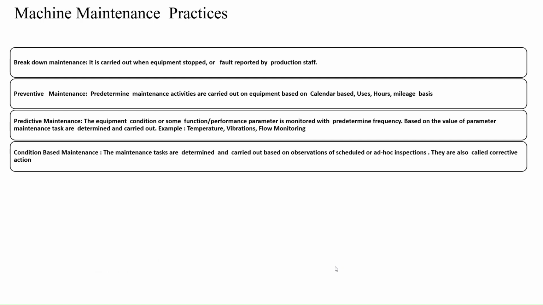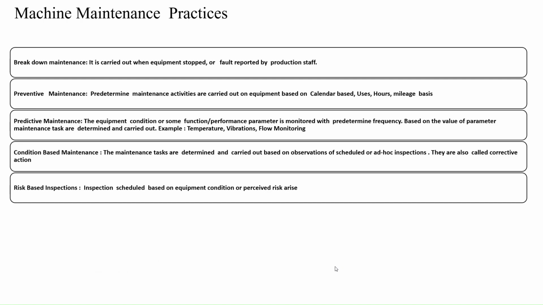Condition-based maintenance. Maintenance activities are determined and executed based on observations gathered during scheduled inspections or unplanned assessments. These maintenance actions aim to address identified issues before they cause critical failures and are sometimes referred to as corrective actions. Risk-based inspections. Inspections are systematically scheduled based on the current condition of the equipment or an assessment of the potential risks involved in its operation.